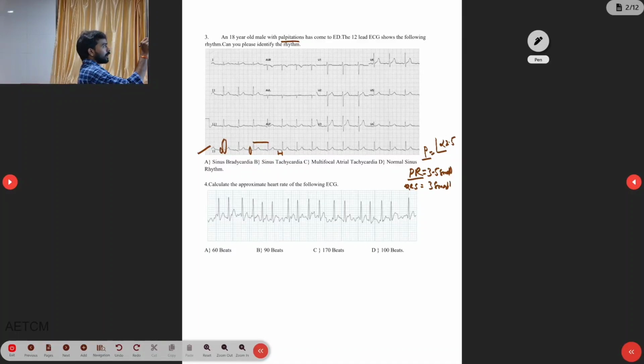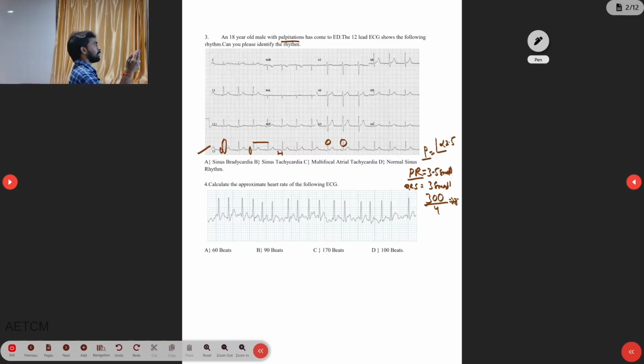Then the RR interval should be regular. If you count, see 1 2 3 4, 1 2 3 4, for every 4 large boxes we are getting a QRS complex like this. So we can calculate the heart rate also. We can calculate the heart rate in this ECG by 300 divided by the number of large squares in between two QRS complexes, that is 1 2 3 4. So we will get 75 to 80, something like that.